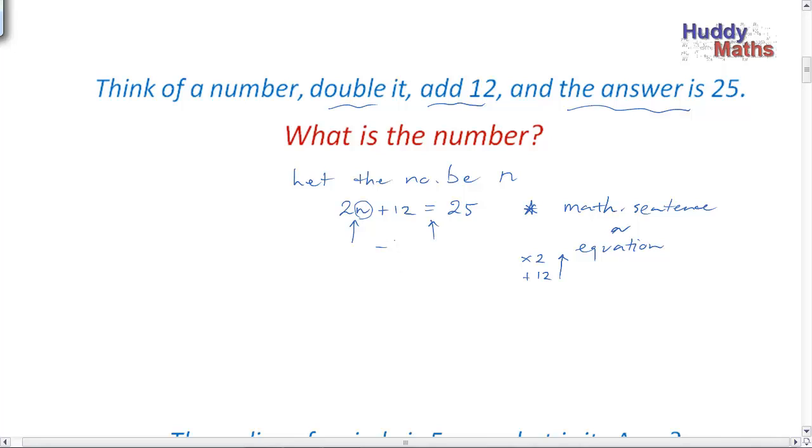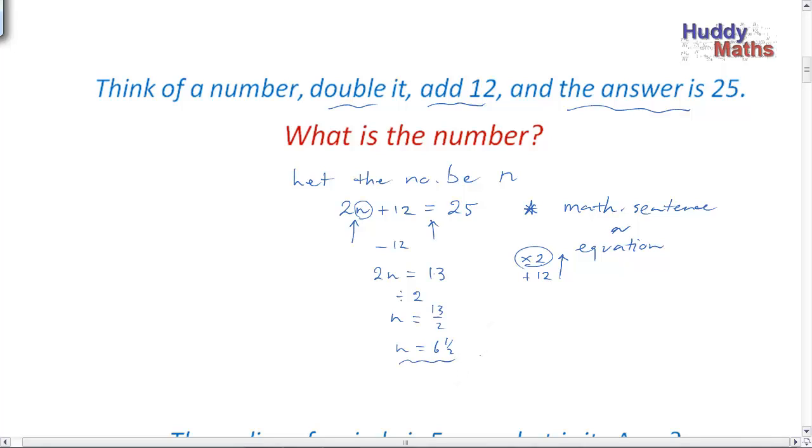Let's subtract 12 from both sides. That would leave 2n on this side. 25 take 12 would be 13. And then we could reverse the doubling. Let's divide both sides by 2. So n is 13 over 2, or n is 6.5.